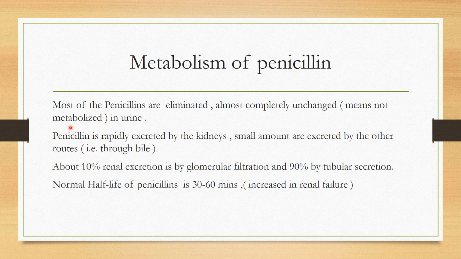But in case of penicillins, because they are very rapidly excreted from the body, their chemical structure is not changed or they are not much metabolized in our body and they are readily eliminated from the body through urine. Most of the penicillins are excreted by the kidneys and small amounts are also excreted by other routes such as bile. About 10% of the renal excretion occurs through glomerular filtration and 90% by tubular secretion.